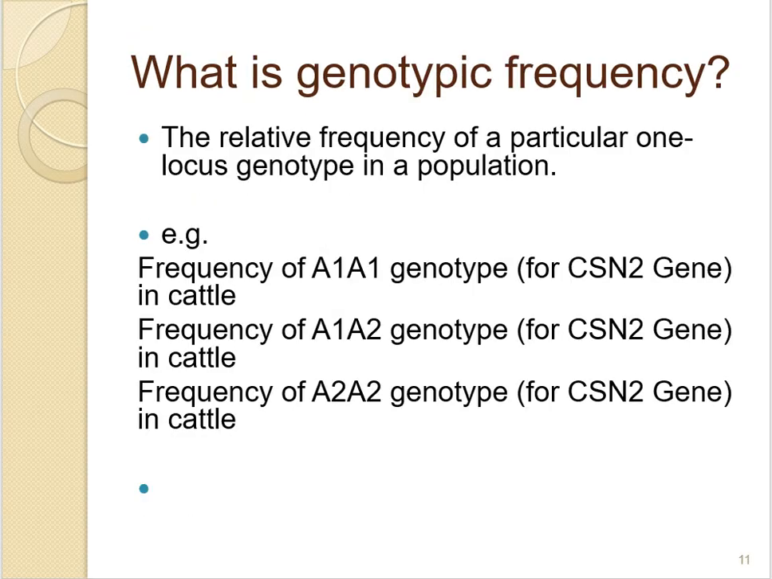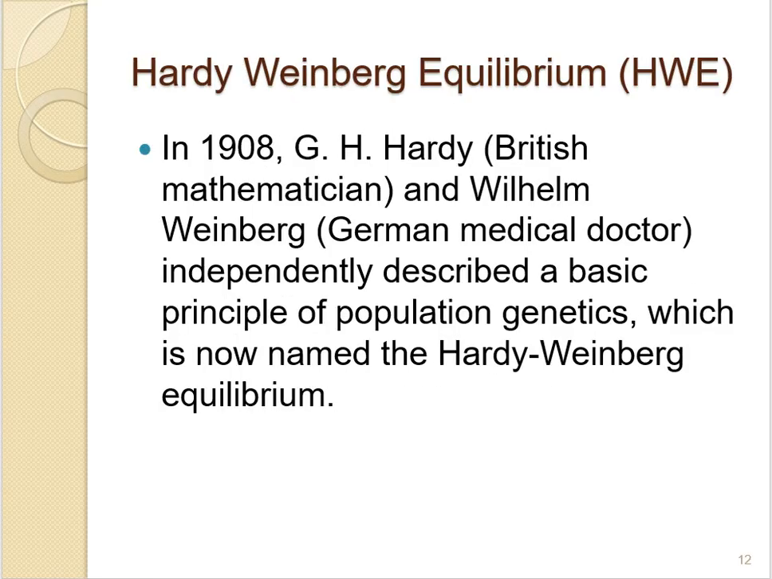And let's look at genotypic frequency. It is the relative frequency of a particular one-locus genotype in a population. For example, the frequency of the A1A1 genotype for the CSN2 gene in cattle, the frequency of the A1A2 genotype, and the frequency of the A2A2 genotype. So we can describe cattle in three different genotypic forms, and we can calculate their frequency.